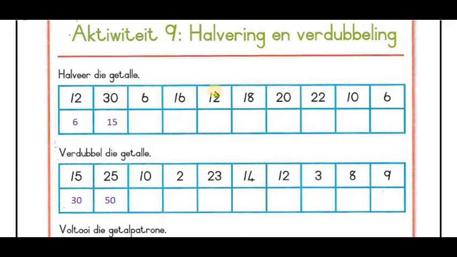So you have to continue with this whole row and you need to write half of them at the bottom in those spaces. At the bottom one, you need to double the amounts. So if you have 15 and you double it, then it is 30. When you have 25 and you double it, it is 50. So 10, if you double it, it will be 20. So these ones you have to double each time.